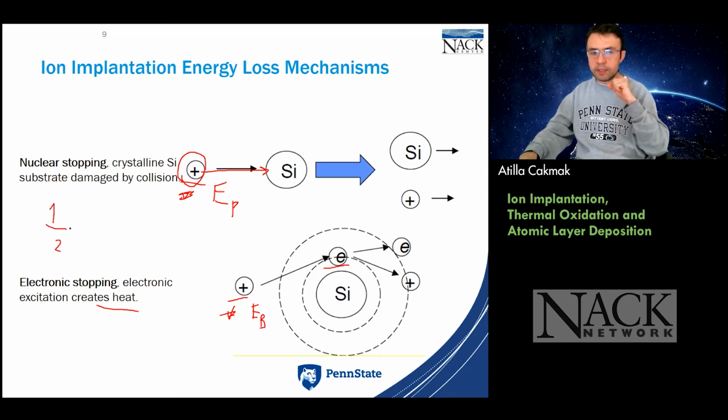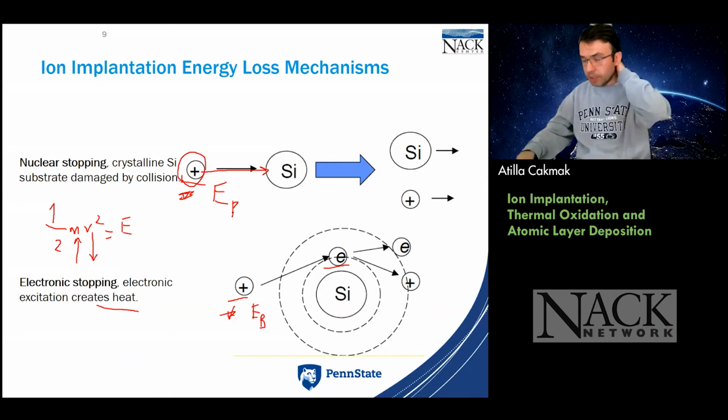So what will that create? We know that in the non-relativistic case, we can say that energy is 1/2 mv squared, right? So if the mass is larger, its speed is smaller, right? We all agree about that.